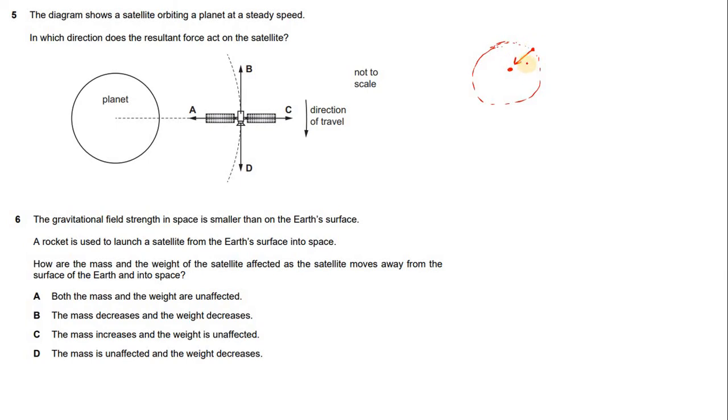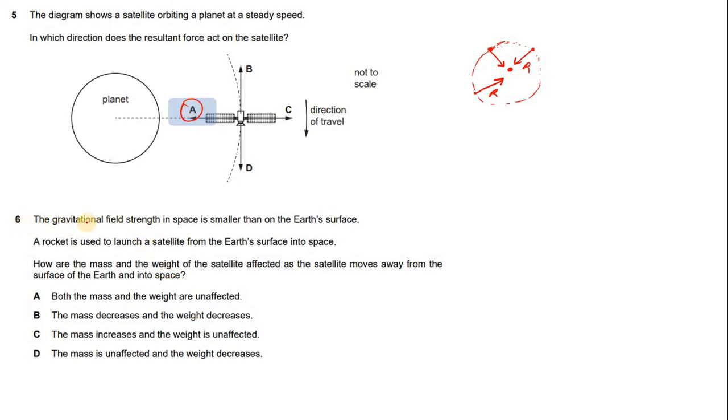This is the resultant force, R. If the particle comes here, then the resultant force must act towards the center. So all the time this resultant force keeps acting towards the center, no matter where the position of the revolving object is. So option is A. In the direction of A, the resultant force acts on the satellite. And in fact, if you recall, this resultant force is called centripetal force, the force needed to keep an object in a circular path.